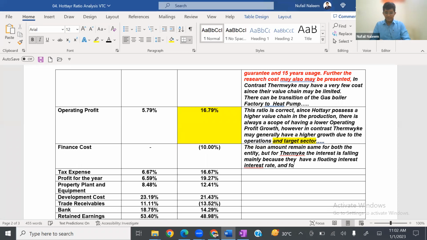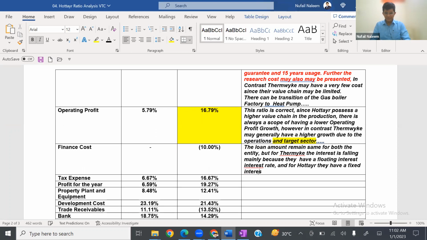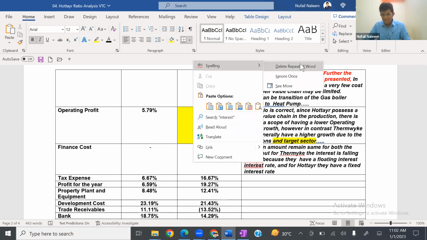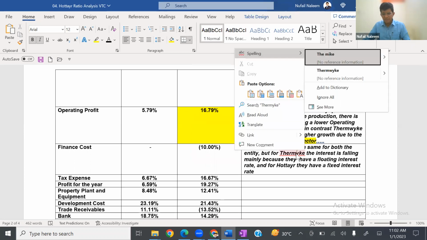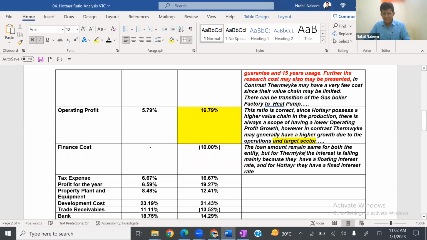And I can say for Hottayr, they have a fixed interest rate. Students, makes sense now, if I'm not mistaken, yes or no? Fixed interest rate. So I believe this gives better clarity at the moment for the entire classroom relating to these factors. Can I get a confirmation from you all in the chat box if you are clear with that basic understanding of the floating interest rate and the fixed interest rate also?